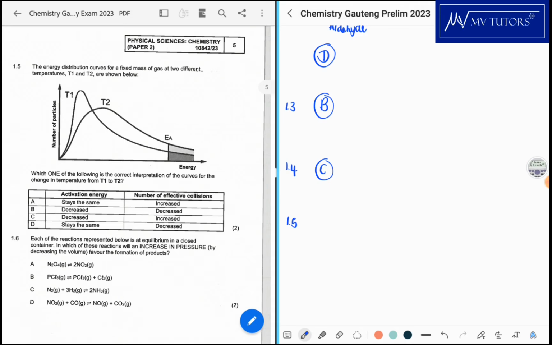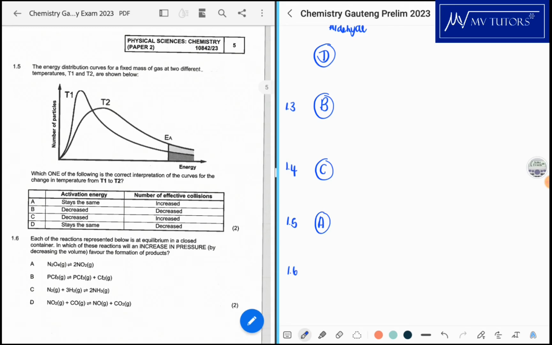Okay, but temperature 2 is a higher temperature. We still have the same activation energy, but the number of effective collisions has increased. It is more. Okay, so which one of the following is the correct interpretation of the curves for the change in temperature from T1 to T2? So activation energy stays the same, so we look at A and D as our options. And the number of effective collisions has increased. Okay, so A is our answer.